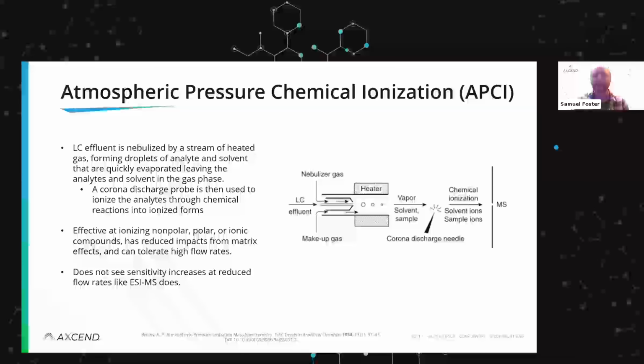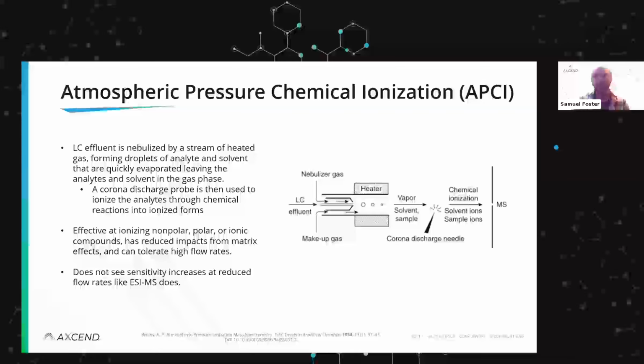So we have what's called APCI, or atmospheric pressure chemical ionization. In APCI, we take the eluent, or the effluent, from an LC. We nebulize it with a stream of heated gas, which forms these little gas droplets you can see there on the right. Those droplets get fully evaporated before being ionized with a corona discharge needle. And then the ionized gases are sent off to the mass spec. Now, this is great for ionizing nonpolar, polar, or pre-existing ionic compounds. It doesn't have as much impact from matrix effects because you're typically evaporating all of the matrix off.